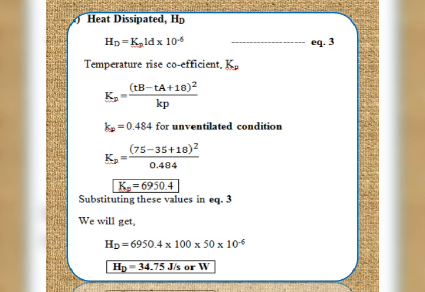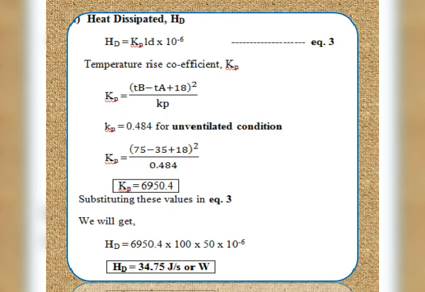Now temperature rise coefficient, capital K suffix P, we must find. Small k suffix p is equal to (T b minus T a plus 18) whole square divided by small k suffix p. Now we must find the value of small k suffix p, that is given for the unventilated condition. In that particular page, there are two different conditions. One is for fully ventilated, another one is not. He has not given any condition, so that is nothing but the unventilated condition that we need to consider. And small k suffix p for unventilated condition is equal to 0.484.